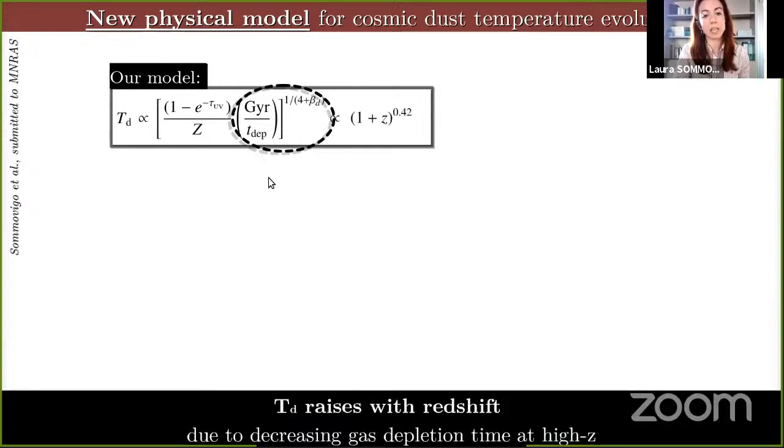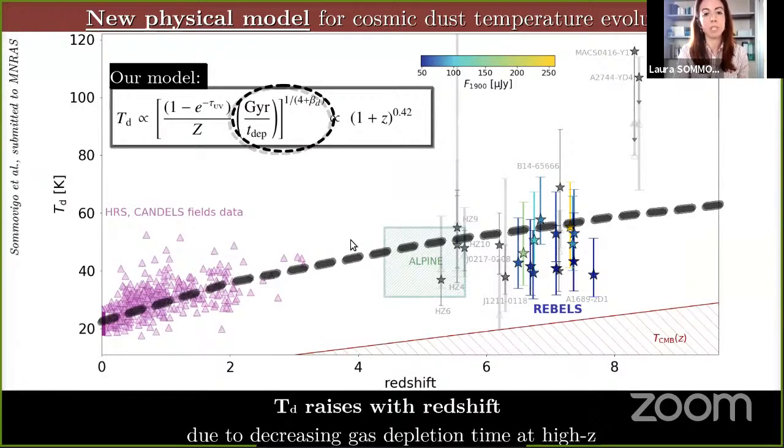And this is exactly where the dust temperature cosmic evolution comes into play. In fact, we know that the total gas depletion time decreases at higher redshift, meaning that in turn, the dust temperature is going to increase. So in other words, the dust temperature rises mildly with redshift due to the decreasing total gas depletion time at high redshift. So comparing with the data, this is our prediction, the black curve that you're seeing, and you see that there's a pretty good agreement.